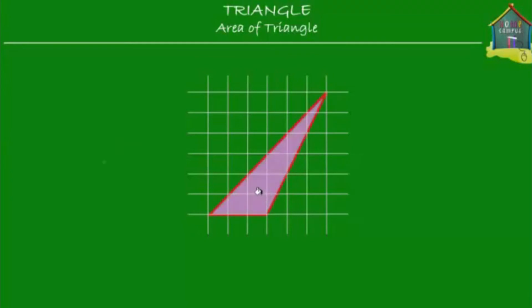Okay, now this is the base, this is the height, and this is the rectangle, made of the base and the height. And I'll show you really quickly that the area of this triangle, this purple triangle, is equal to half of the area made by this rectangle, which is made of the base and the height.